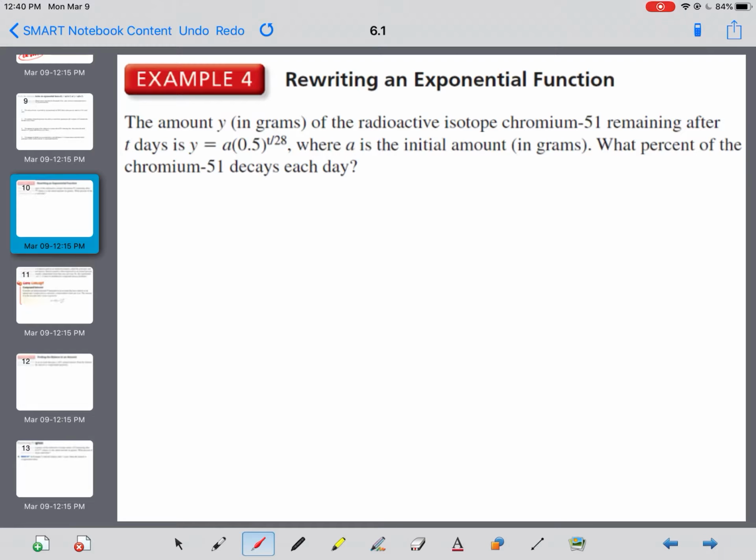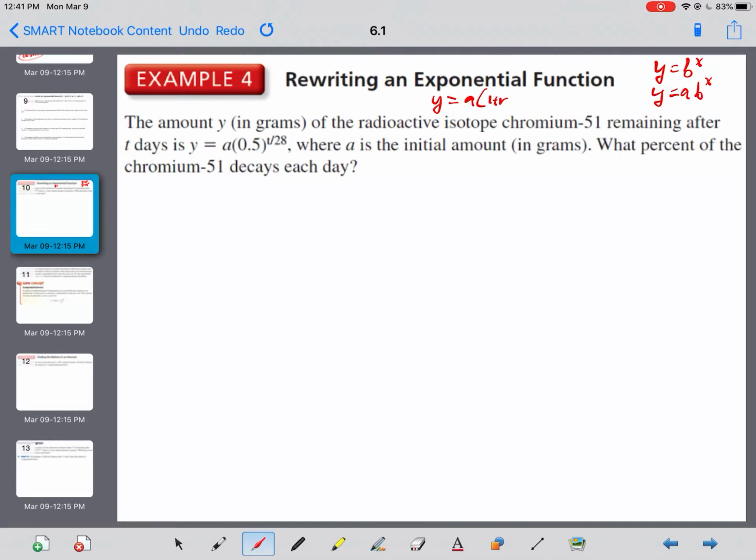Chapter 6, Section 1, Part 2. We're picking up with exponential growth and decay forms. Just to review, the basic exponential is y equals b to the x, which comes from y equals a b to the x, where a is your starting amount, b is your rate of change, and x is how long.